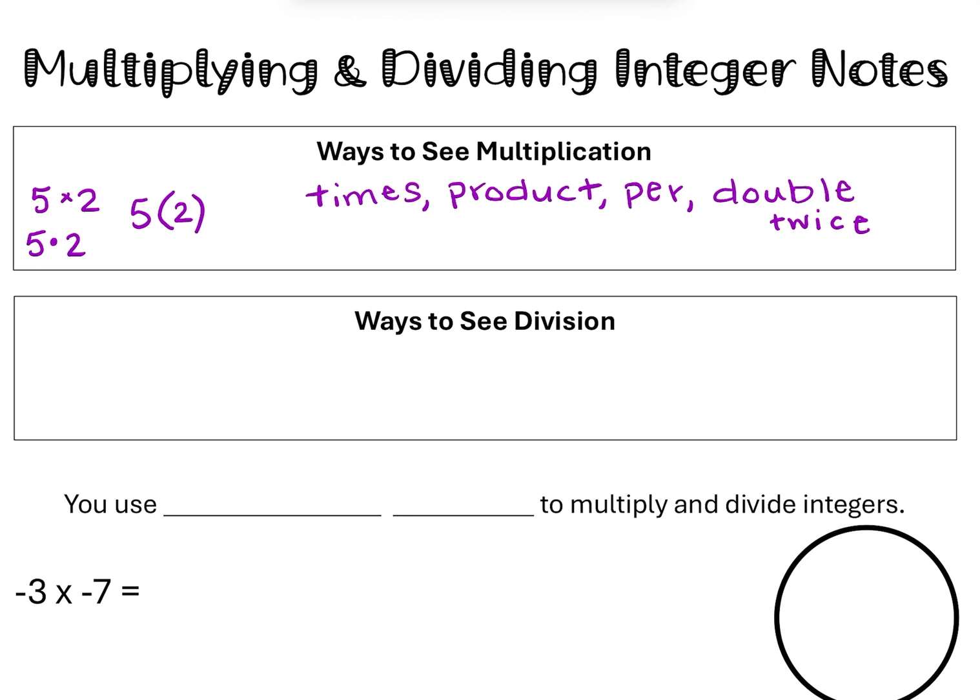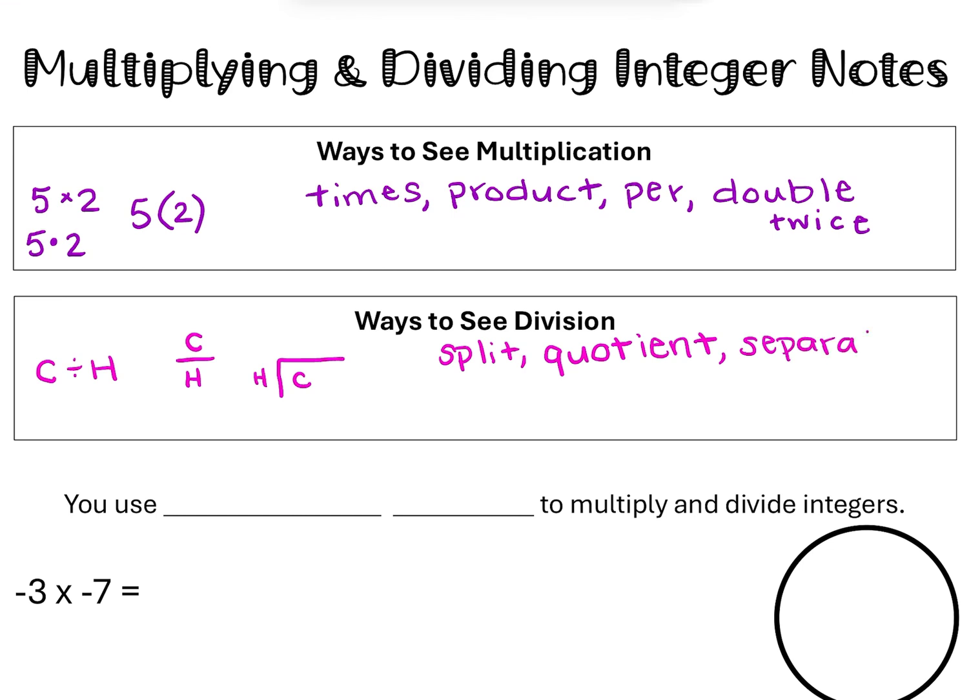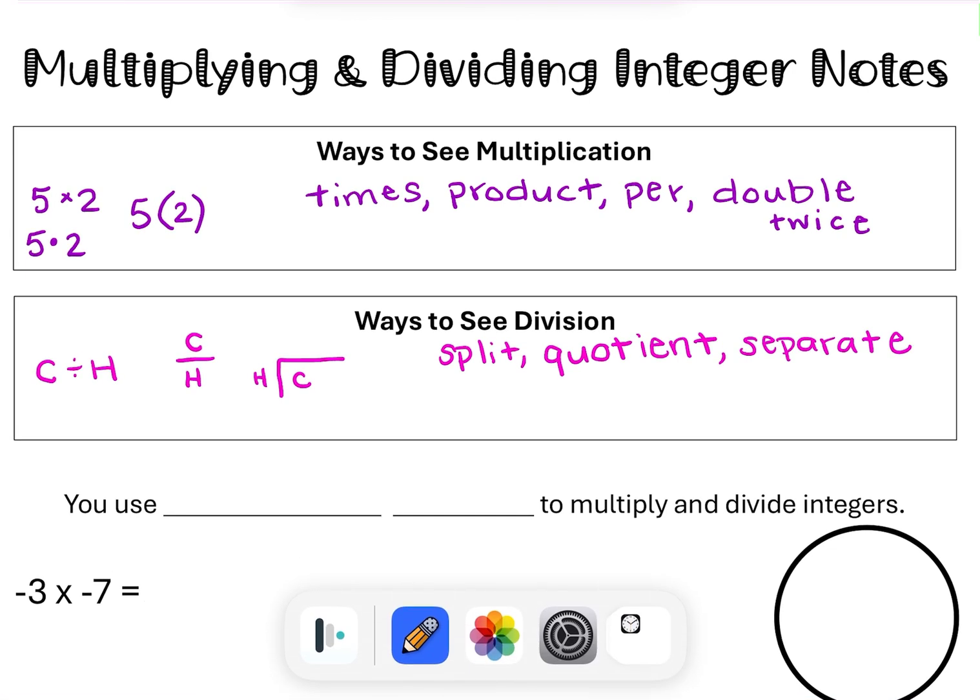And then we have different ways to divide. We're going to use C and H for cowboy and horse. If we're writing it sideways, that would be cowboy divided by horse. Or a fraction, our cowboy goes on top of the horse. Or if we have a division house, our cowboy goes inside and our horse stays outside. And then we could use words such as split, quotient, that's the answer to a division problem, something like separate. And again, this is not a full list, just a good starter.